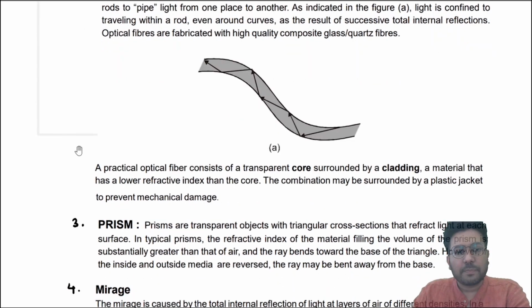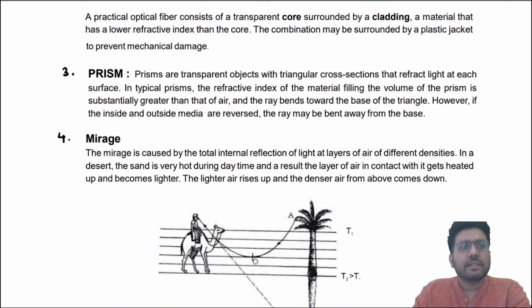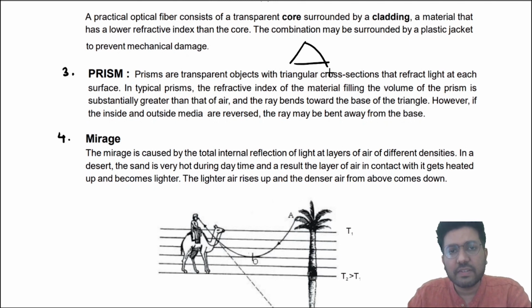Okay, now the next important application of total internal reflection is the prism. We will discuss prism in detail in the next class. Prisms are transparent objects with triangular cross sections that refract light at each surface. So there are two surfaces in a prism where refraction takes place. We will discuss prism in great detail in the next class.